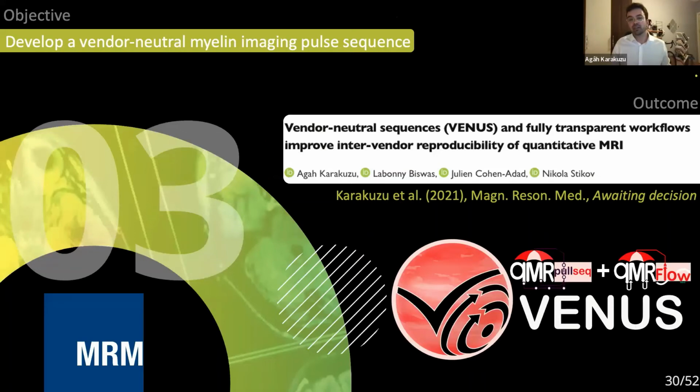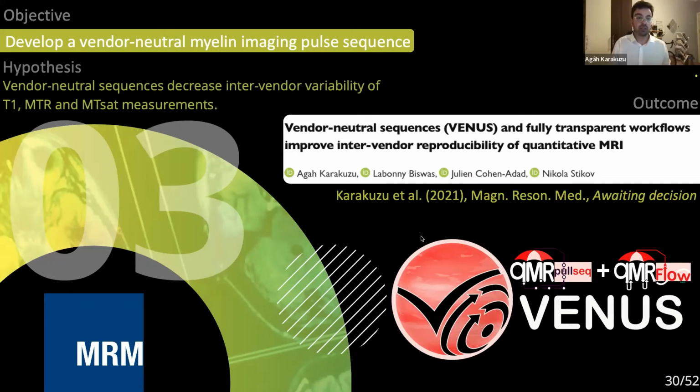So the last objective was to develop a vendor neutral myelin imaging pulse sequence, then to test the hypothesis that vendor neutral sequences decrease inter-vendor variability of T1, MTR, and MTsat measurements. We recently submitted a minor revision to MRM for this work. We are waiting for the final decision.